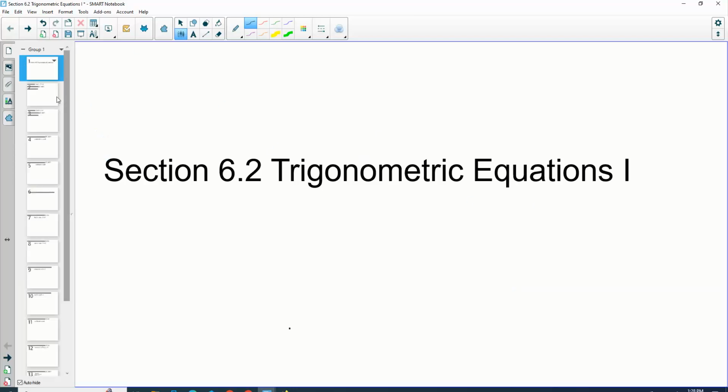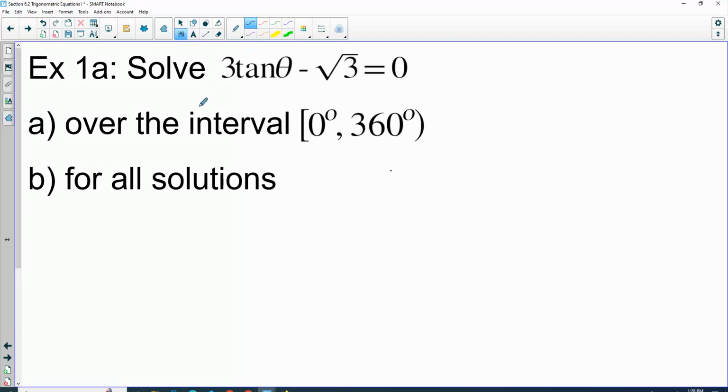The difference is, this question says solve 3 tangent theta minus the square root of 3 equals 0. If I look at this problem, does it say tangent inverse in the original problem? No. That means I am talking about every time on the circle it happens. So when the original problem starts with an inverse, that's when we immediately knock it down to only 2 possible quadrants. If I just have a regular trig function, we're dealing with the whole circle.